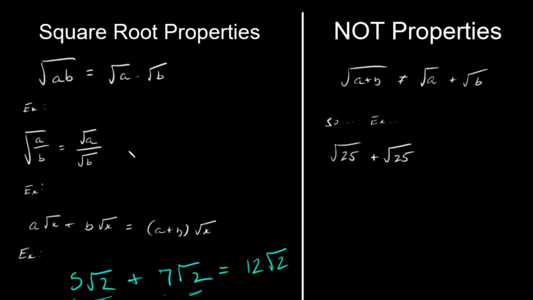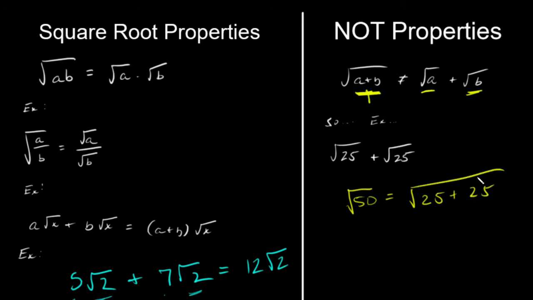Now finally, the thing that is not a property that students oftentimes think is a property is that if you have a sum underneath a radical, they think you can separate the sum up into their own radicals as well. And this is not true. And you can see this simply by looking at this. So you think the square root of 50 is equal to the square root of 25 plus the square root of 25, right? Well, excuse me.